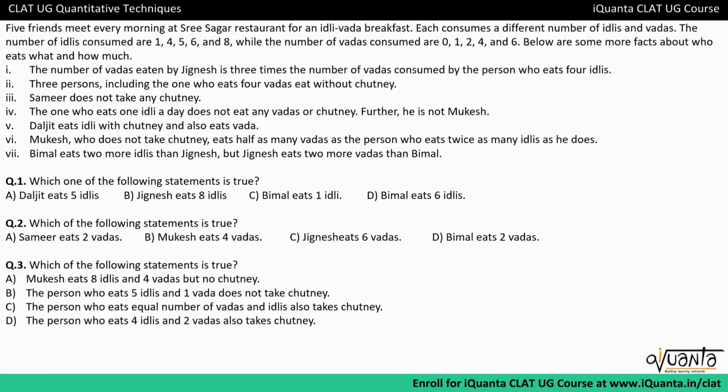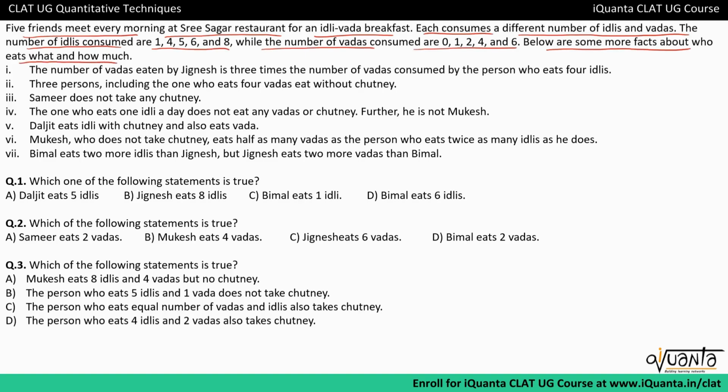Question: 5 friends meet every morning at Sri Sagar restaurant for an idli vada breakfast. Each consumes a different number of idlis and vadas. The number of idlis consumed are 1, 4, 5, 6, 8 while the number of vadas consumed are 0, 1, 2, 4, 6. Below are some more facts about who eats what and how much.